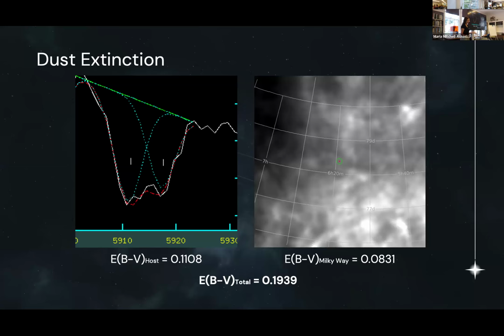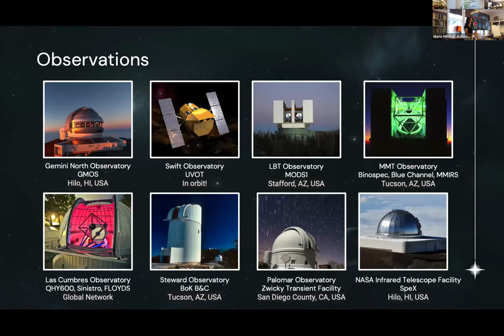And while this number isn't huge, it does matter, especially when we're comparing our supernova to other supernovae and calculating intrinsic properties such as temperature and luminosity. So we are applying this amount to all of the observations we're doing in the future. And speaking of observations, to study 2024 ABFL, we gathered observations from multiple telescopes located at observatories around the country and even in space.